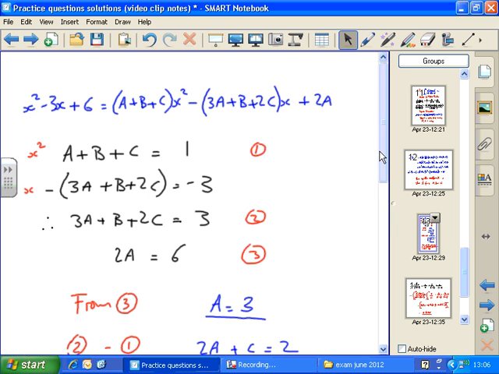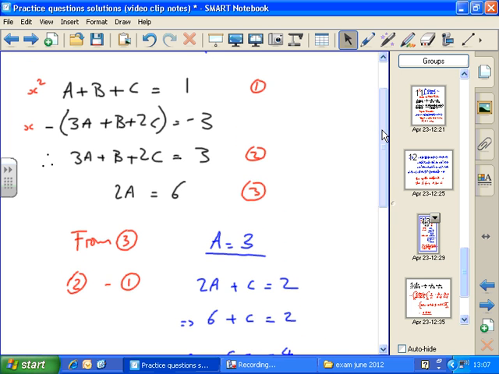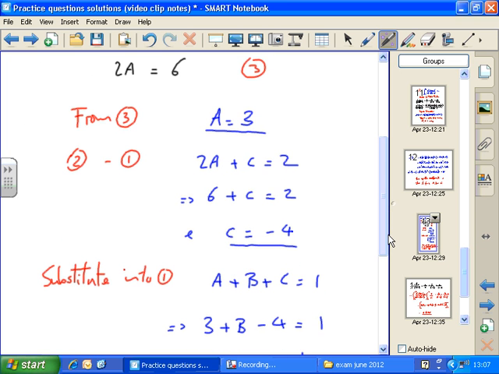So solving those from 3, directly I can say that a equals 3. If I take away equation 1 from equation 2, I'm going to get 3a minus a leaves me 2a. b minus b is gone, that's eliminated. 2c minus c equals c. 3 minus 1 here equals 2. So I've got 2a plus c equals 2, but I know that a equals 3, so 6 plus c equals 2, so c equals minus 4.